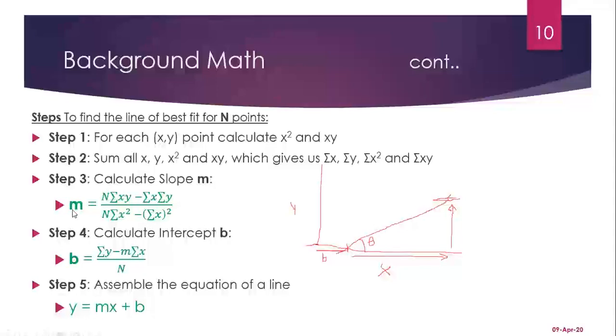How do we calculate the slope? The formula for calculating the value of m is: n, the number of points, into summation of xy, minus summation of x into summation of y, divided by n into summation of x square minus summation of x, whole square. Then we calculate the intercept b. How do we calculate b? b is equal to summation of y minus m into summation of x, where m we had calculated in step 3, divided by n, the number of data points. Then finally we assemble the equation of the line, y is equal to mx plus b.